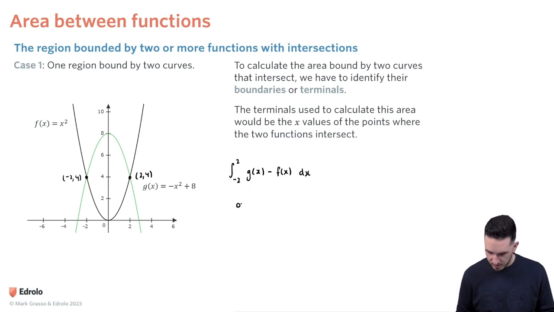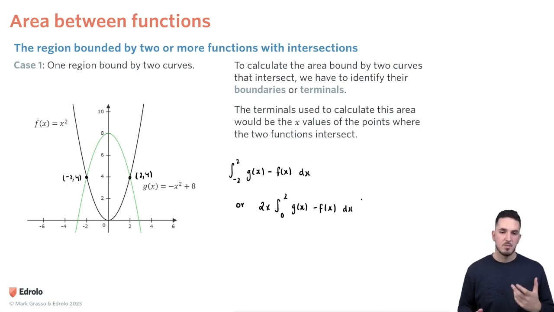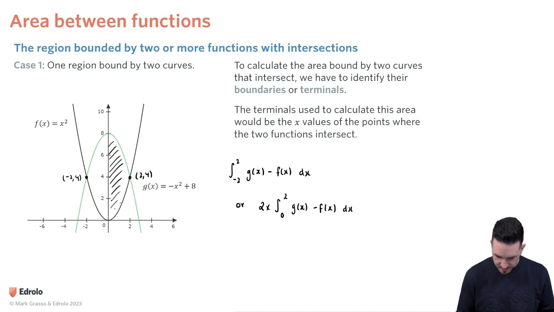You could also do it, in this case, because parabolas are symmetrical, you could write this as 2 times the integral from 0 to 2 of g of x minus f of x dx. That will work as well, because what we can see is this area is going to be equal to the one that's been reflected on the other side of the y-axis. So therefore, you can write them either way. You get the same solution.